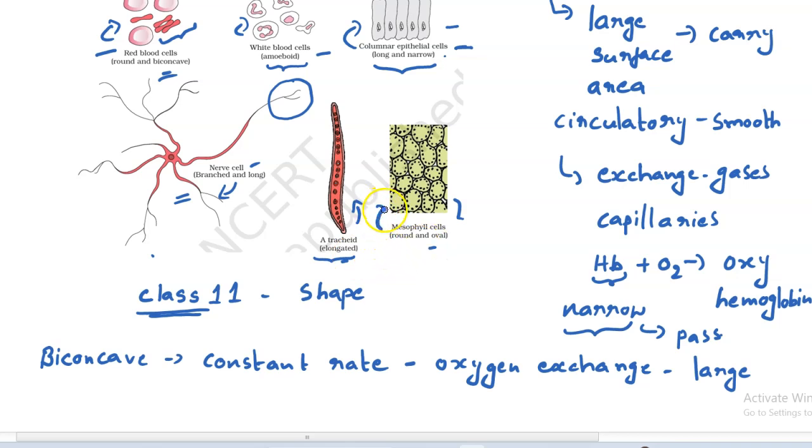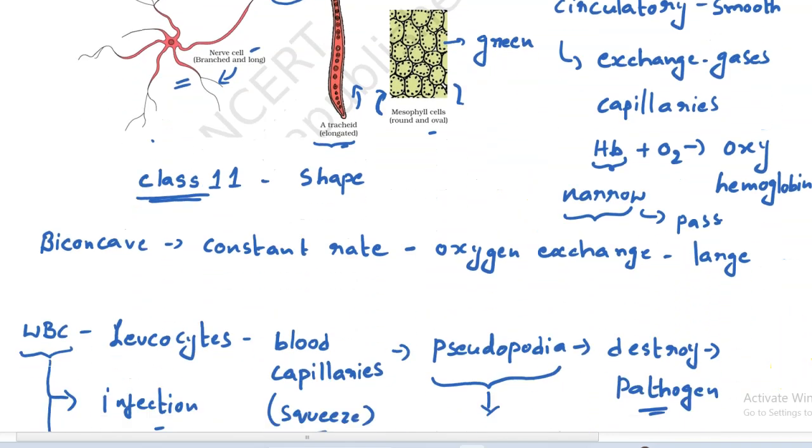Mesophyll cells, which appear round or oval in shape. At the same time, these are green in color, which indicates the presence of chlorophyll pigments. Now let us consider this example.